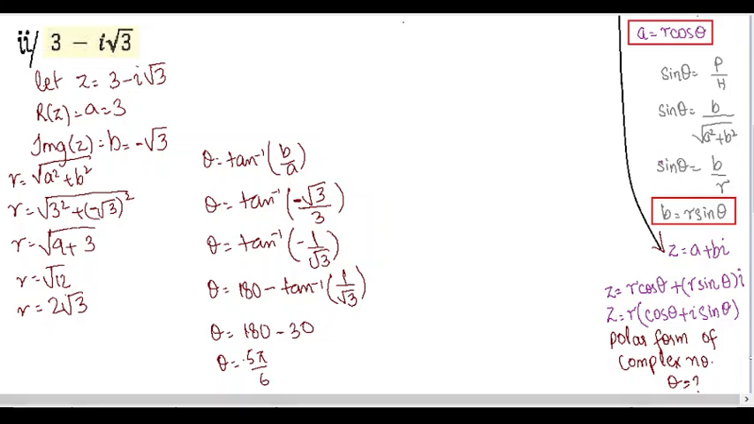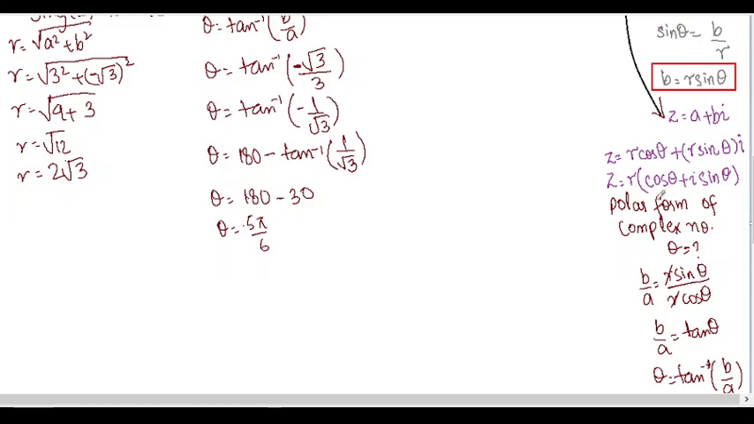So now again we are going to use the polar form. Polar form is z equals r cos theta plus iota sin theta. I am going to write it over here, z equals r into cos theta plus iota sin theta. Now we are going to use the value of r and the value of theta, so we get z equals 2 square root of 3 into cos theta, which is cos 5 pi by 6.